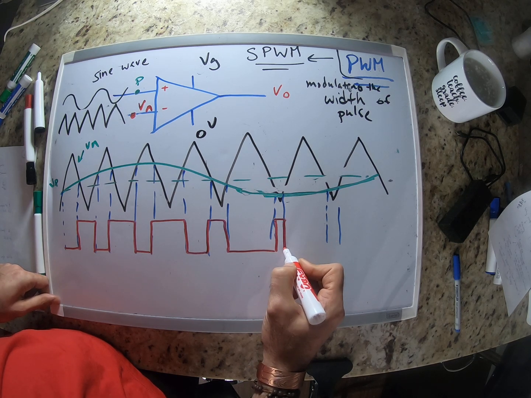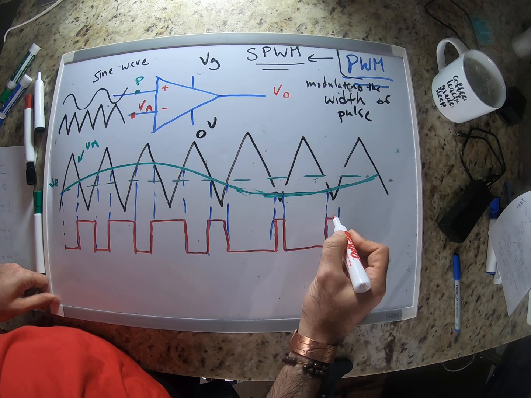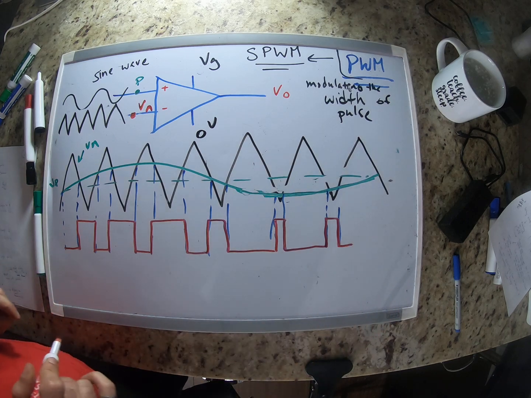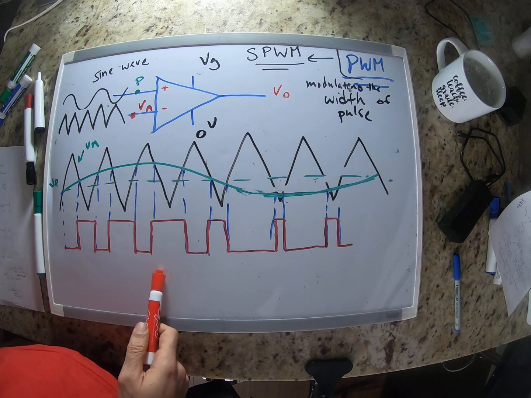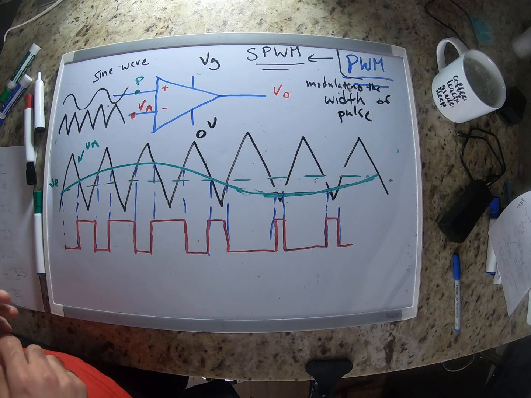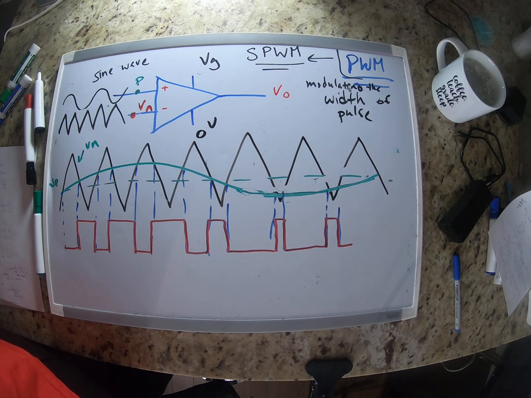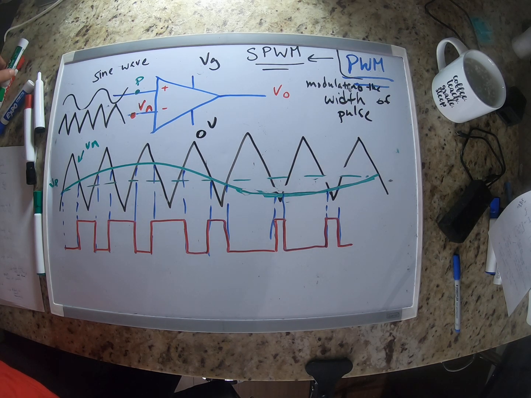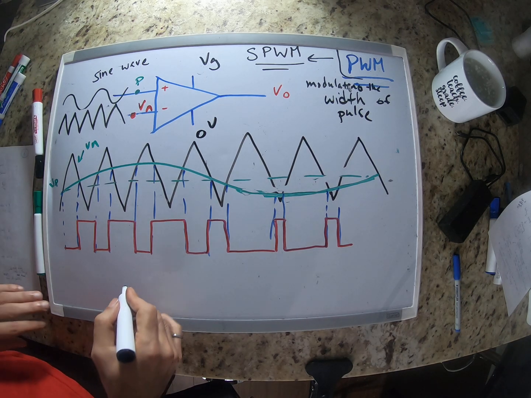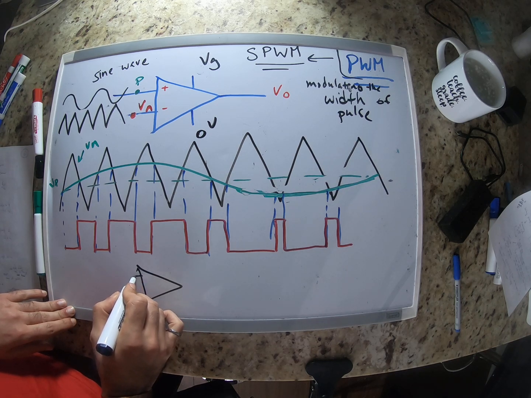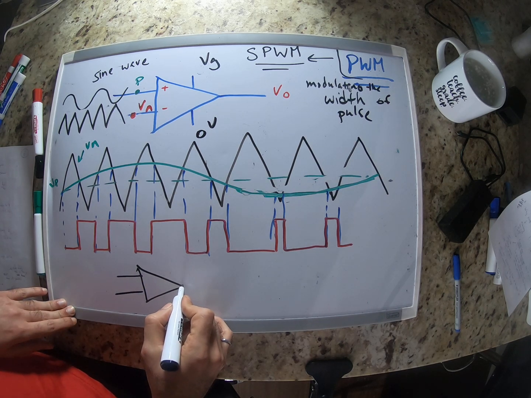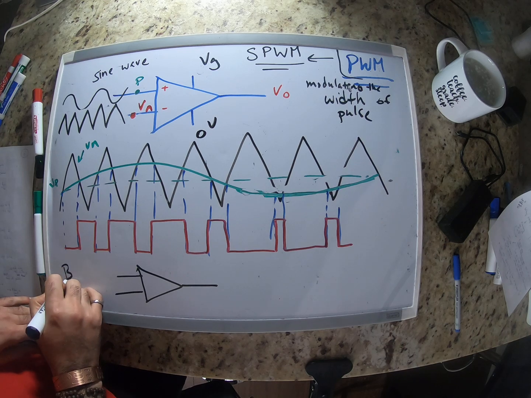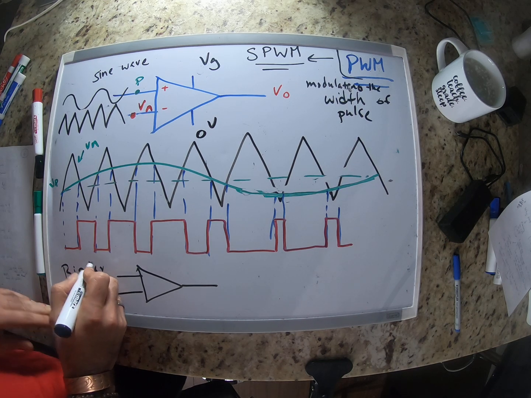So this is how we generate a PWM signal. This is like sinusoidal PWM. Okay, so for example, in the case of bipolar modulation, you remember that we only had one comparator for the bipolar modulation, right? So that would be it, right?